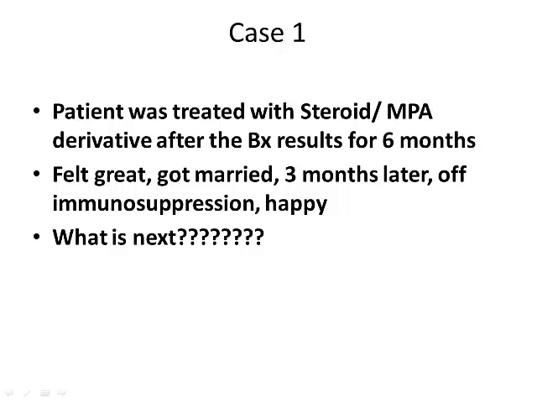So she was treated for 6 months according to what I was writing this morning. Okay, she felt great, and she got married. 3 months after her marriage, basically she was off the immunosuppression, and she was happy. So what would you do next?